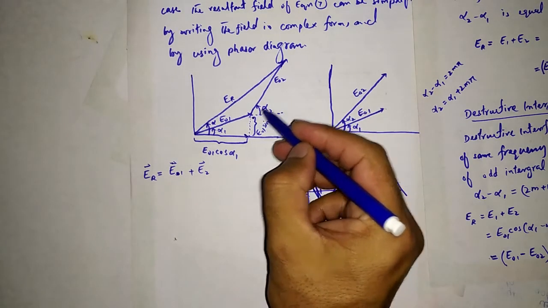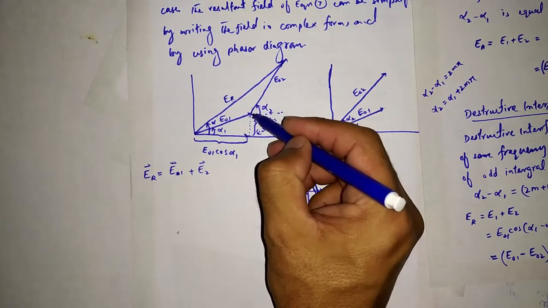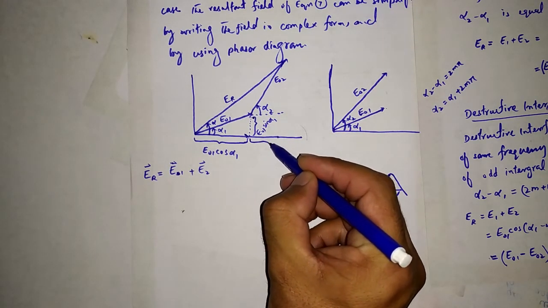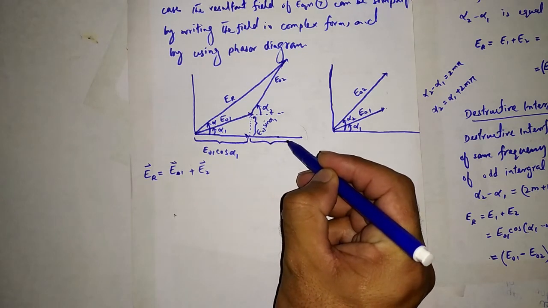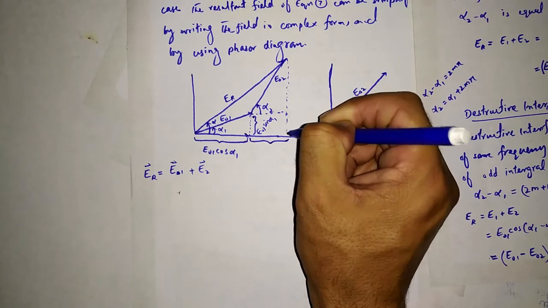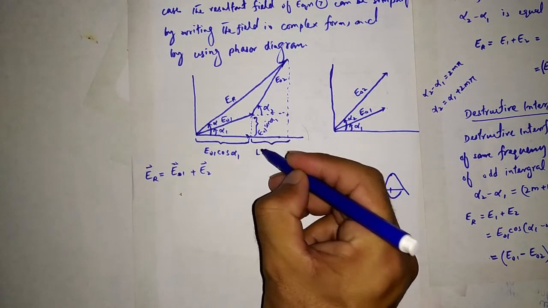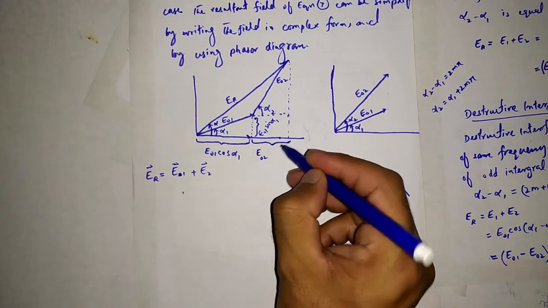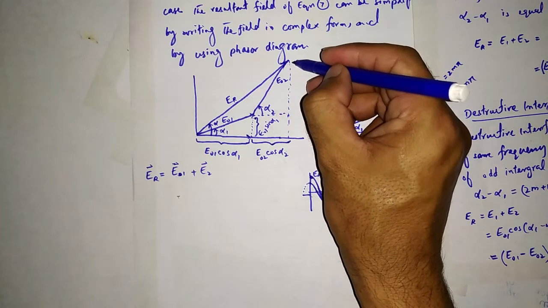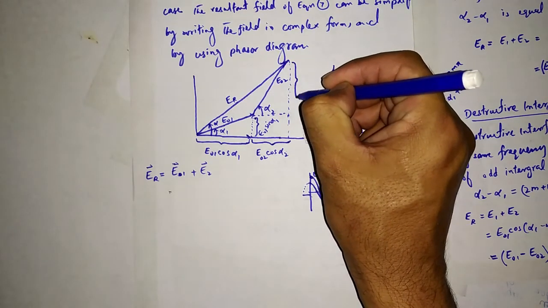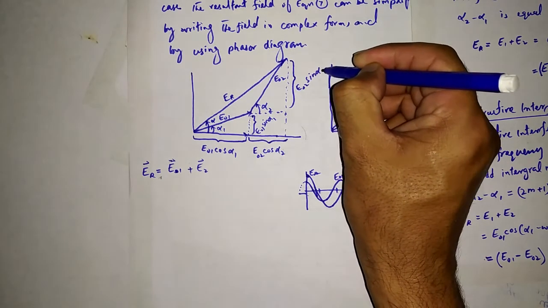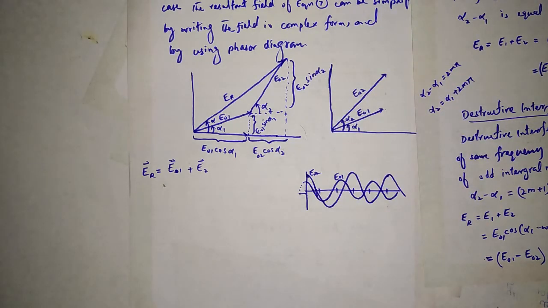And similarly, if we resolve this E2, it will have two components. One will have the value E naught 2 cos alpha 2, and the other will be E naught 2 sin alpha 2. Clear?